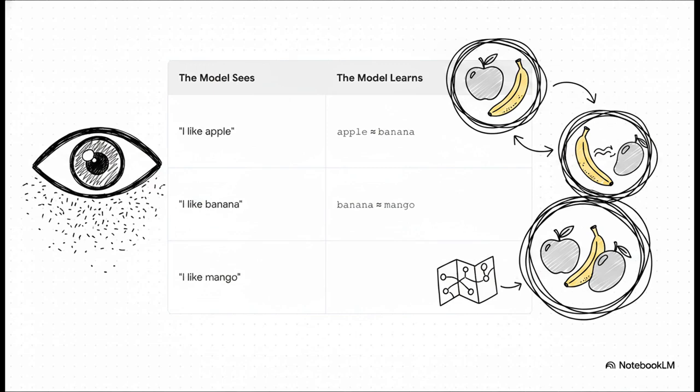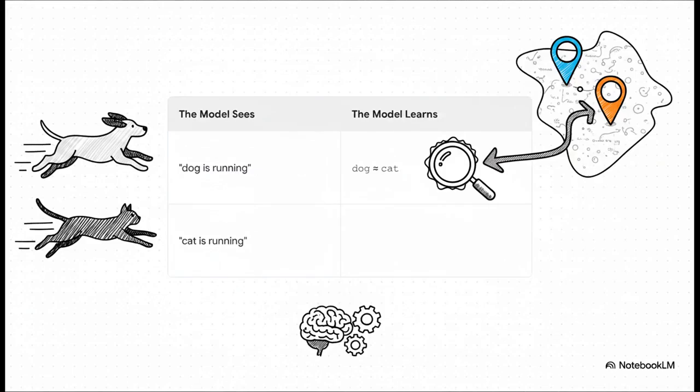Let's look at a real example. The model reads millions and millions of sentences. It sees I like apple, I like banana, and I like mango over and over and over. It has no idea what like is or what an apple is, but it sees a pattern. It sees that these three words can all kind of slot into that same spot. So it concludes, hey, these must be related, and it nudges their GPS coordinates just a little bit closer together on the map. And it's the same exact logic for everything. The model sees dog is running and cat is running. Again, doesn't know what a dog or a cat is, but it knows they appear in the same context, so it nudges their pins a little closer together. Now just imagine this process happening billions of times for practically every word on the entire internet.